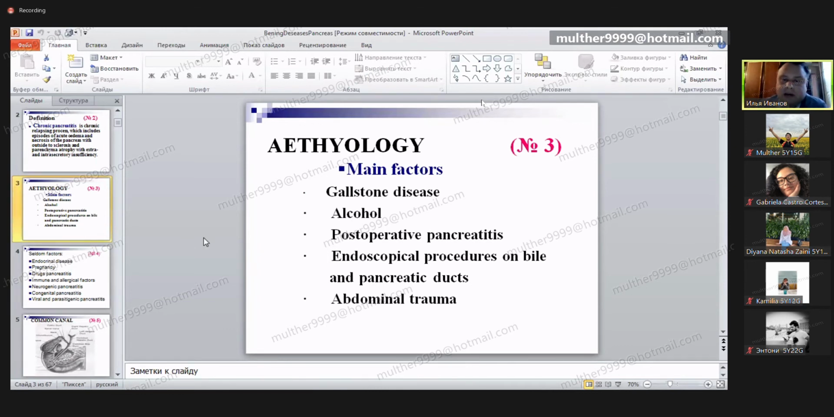The next reason is the endoscopical procedures on the bile ducts and pancreatic ducts. The traditional and usual procedure for the treatment of the biliary ducts, for investigation of the pancreatic ducts, visualization of the bile ducts, is the ERCP, endoscopic retrograde pancreatic cholangiography.